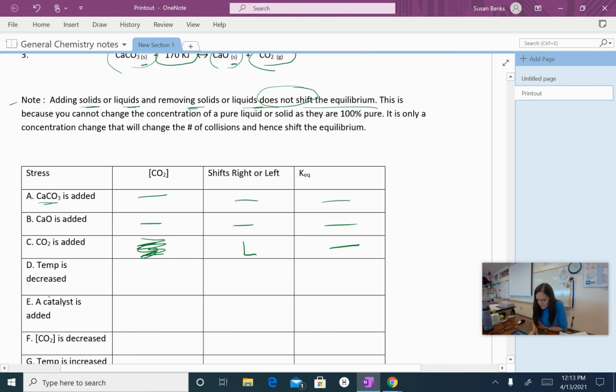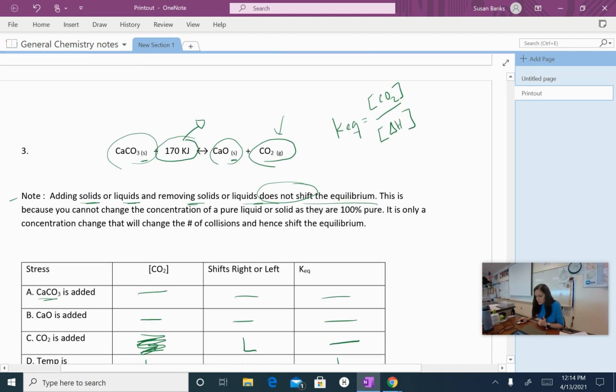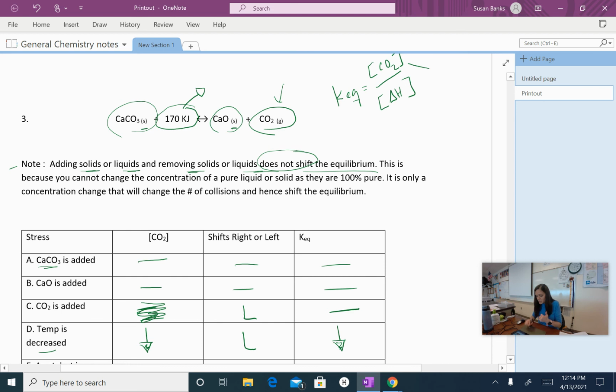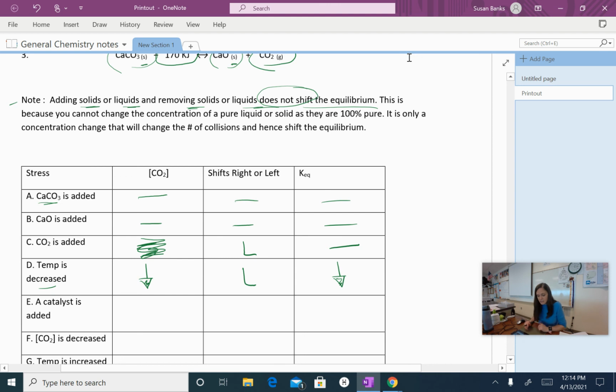Okay, temperature is decreased. So it is the same as taking this energy away. So it makes my reactant side really light. So I'm going to shift left to make more reactants. So that means my concentration of carbon dioxide is going to go down. And because my concentration of carbon dioxide is going to go down, that means my equilibrium constant is also going to go down because that is the products. The products go down, the equilibrium constant with temperature will go down. A catalyst is added. Remember, catalysts don't shift. There is no shift. It just gets us to equilibrium faster.